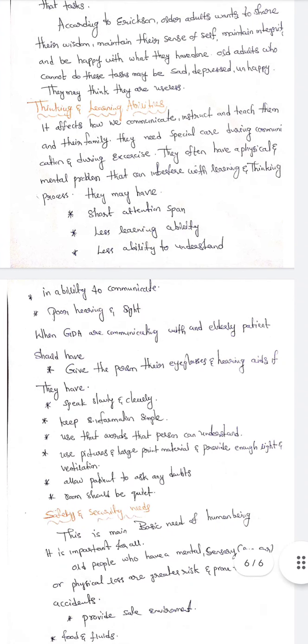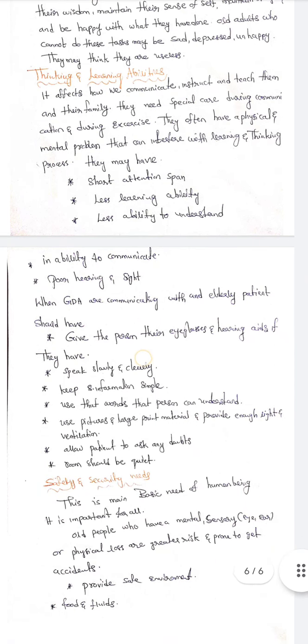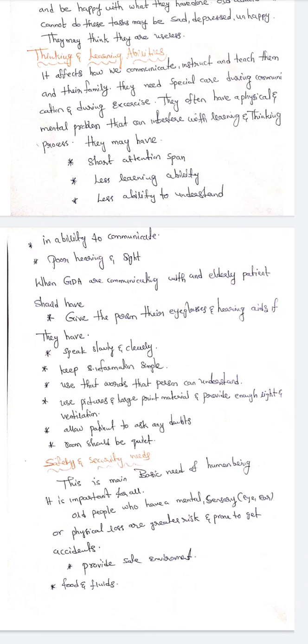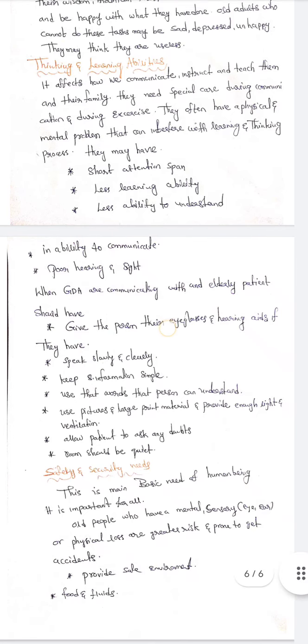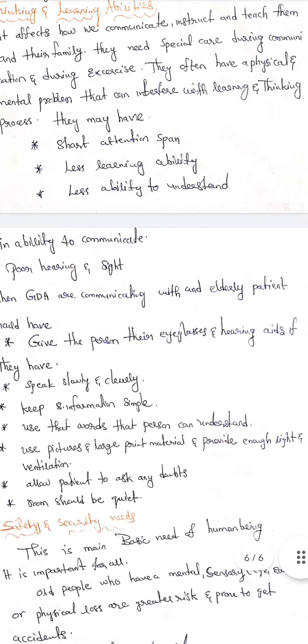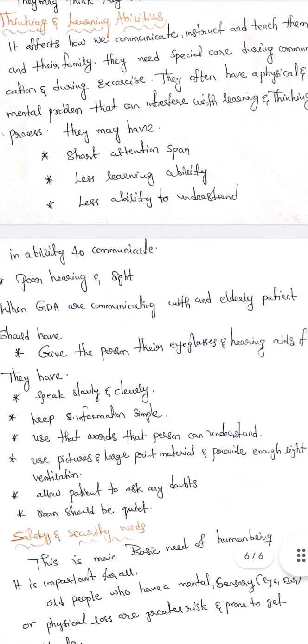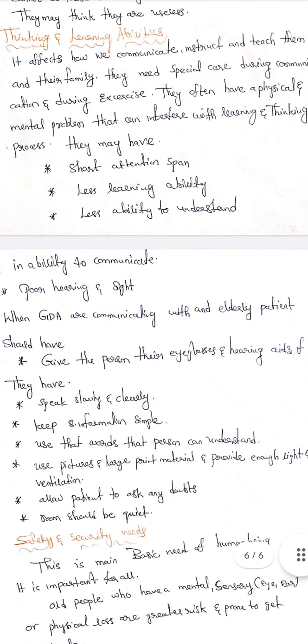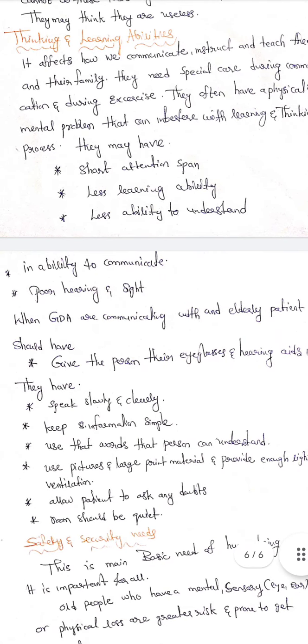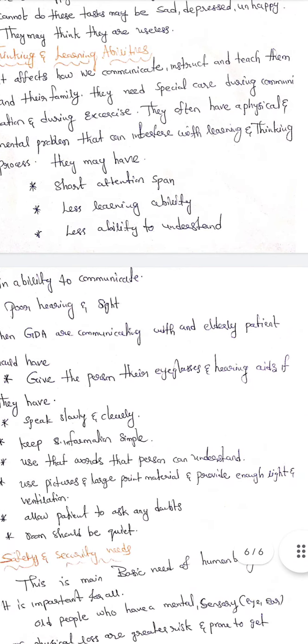Next, thinking and learning abilities. What all are the thinking and learning abilities? It affects how we communicate, instruct and teach them and their family. They need special care during communication and during exercises. They often have physical and mental problems that can interfere with the learning and thinking process. For all old people, communication is very important. So while we are talking with old age people, we have to give them special care and proper attention.